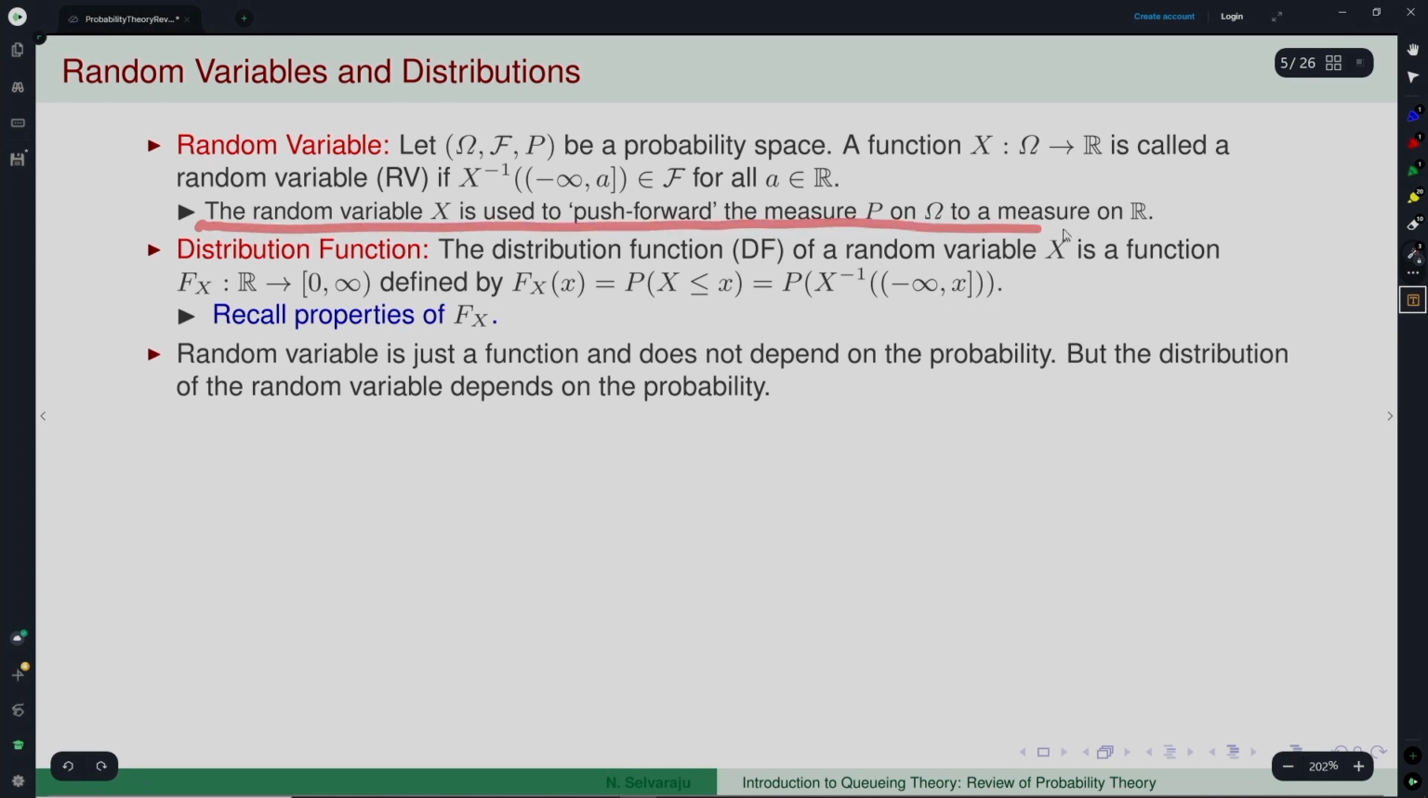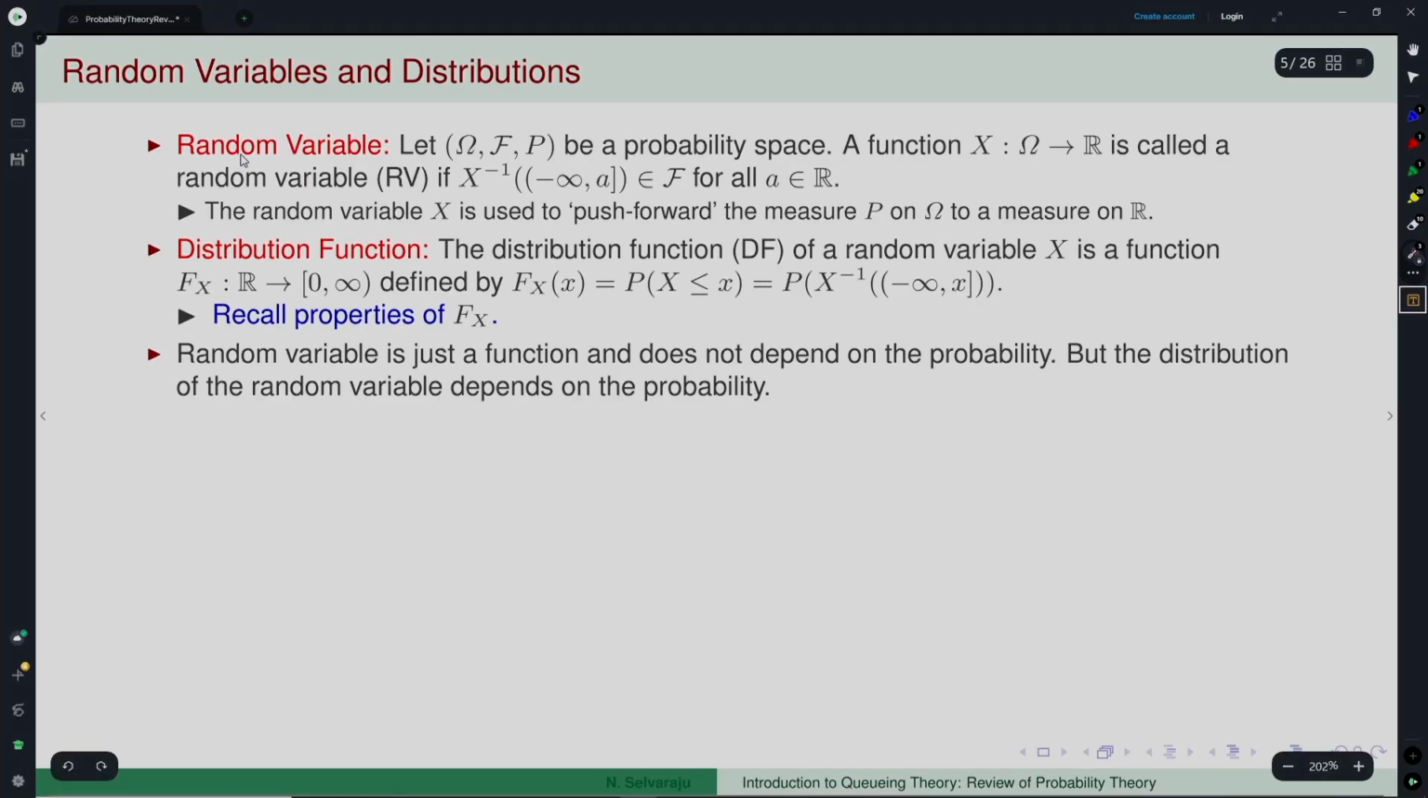So, what it does is what is given here. The random variable X is used to push forward the measure P, which we defined on the space omega, F, P, to a measure on R, which is what is called the probability distribution. Okay. That probability distribution is also giving another probability space, but you are defining it on R, with a sigma field or event space on R and an associated probability measure. That is what this random variable does. The purpose is to make our life easier.